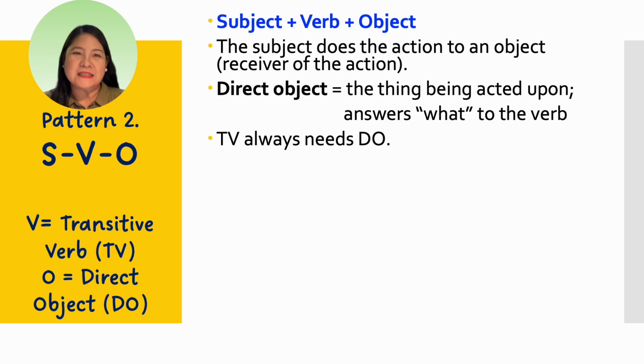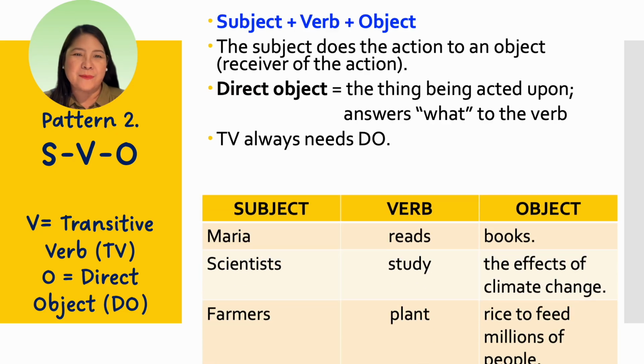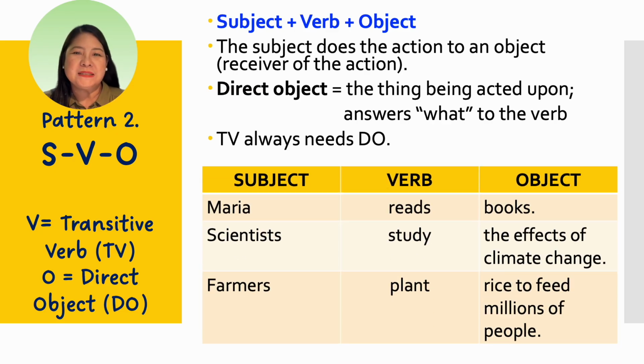And do not forget that TV always needs DO. They always go together. The TV is always with the DO. The transitive verb is always with a direct object. So let's take a look at these examples. Maria reads books. We need this direct object because the verb here is transitive. Remember, TV always requires DO.